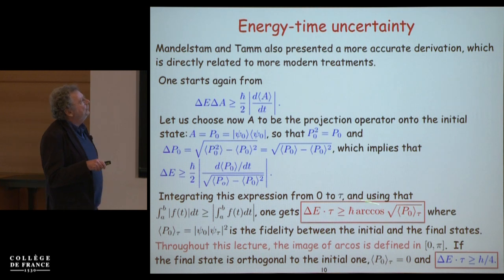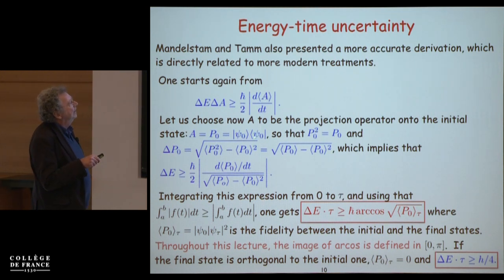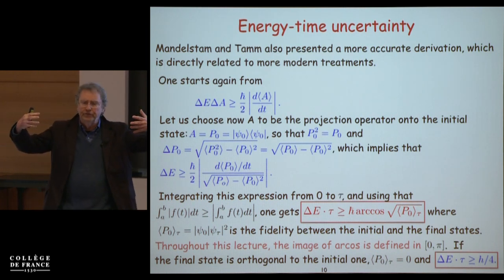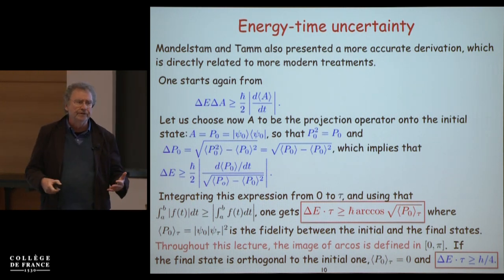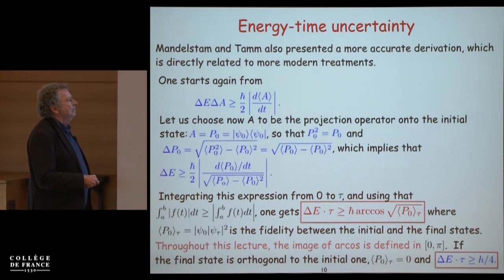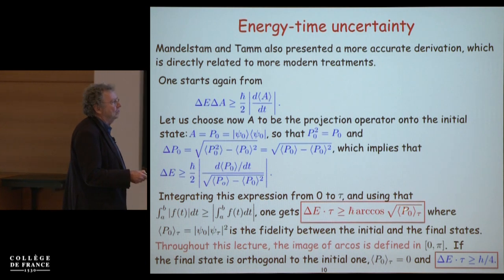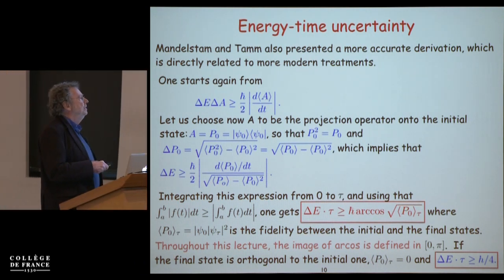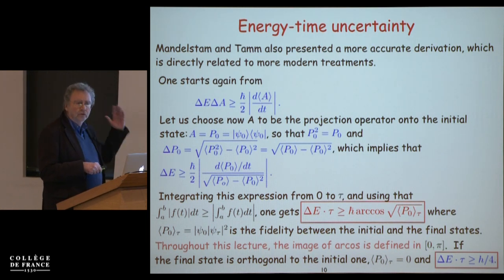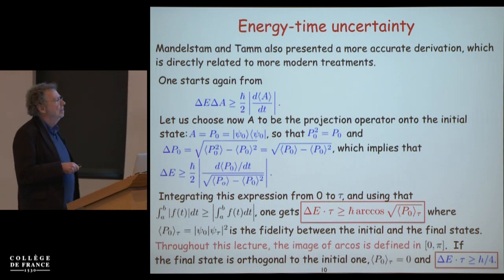Now, you see that since P0 is equal to that, the average value of P0 at time tau is just the fidelity between the initial and the final state. It's the projection of the final state on the initial state squared. So that's the expression they derived. In fact, when I write arc cosine here, I'm assuming that the image of arc cosine is defined in this interval between 0 and pi, and this will be the case throughout this lecture.